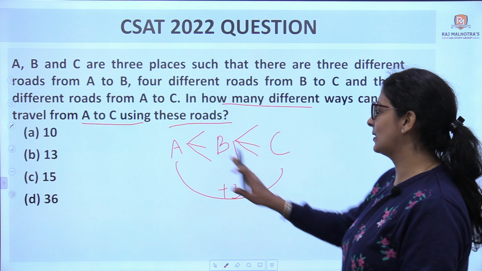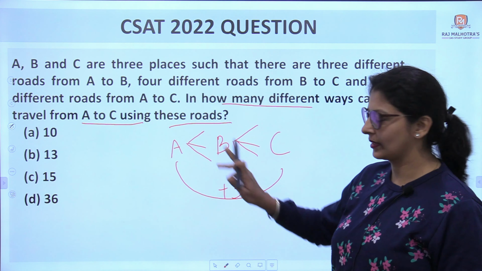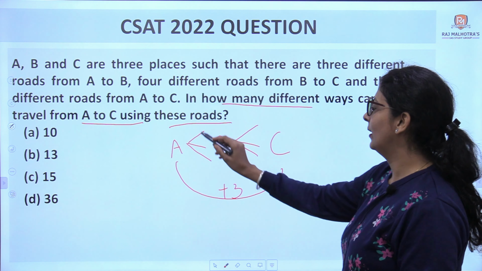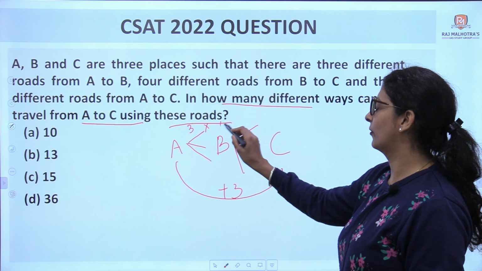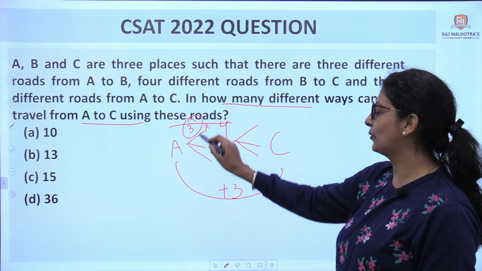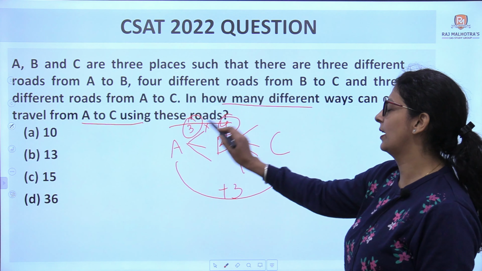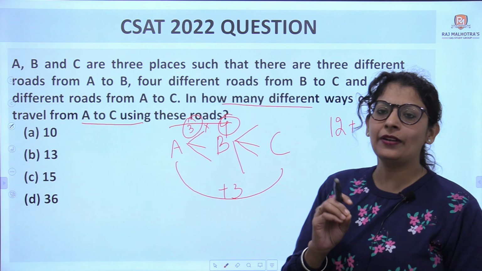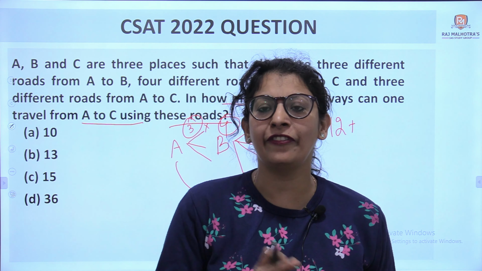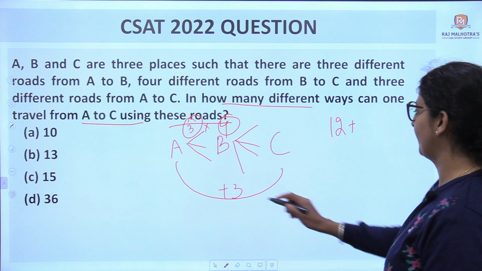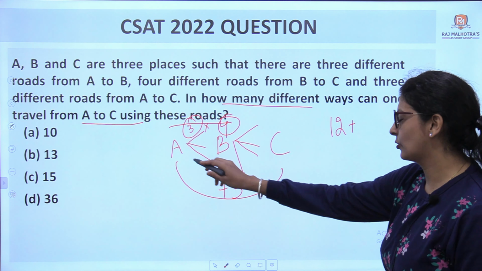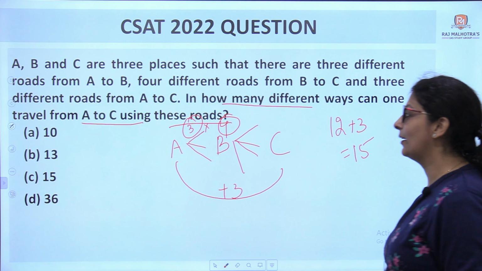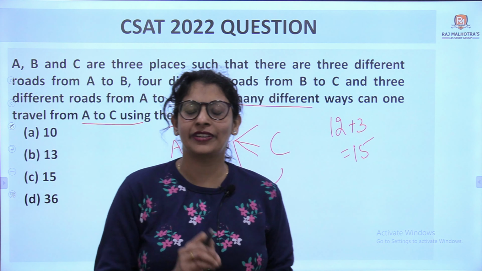The first is A to C via B. We have 3 into 4. We have to multiply. These are 3 roads, and from B to C we have 4 roads. 12 cases. So we have 12 different ways from A to C via B. Plus, we have 3 ways directly from A to C. So the answer is 15 ways. We can move from A to C in 15 ways.